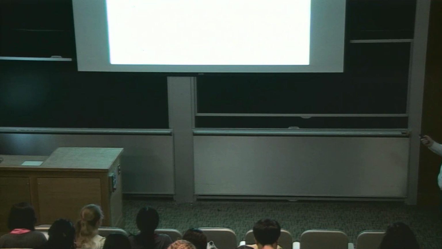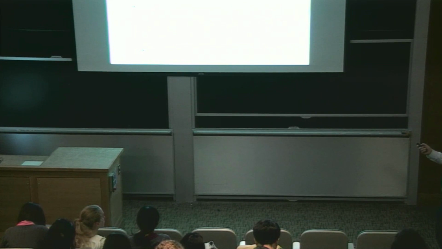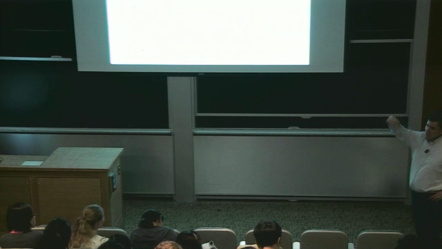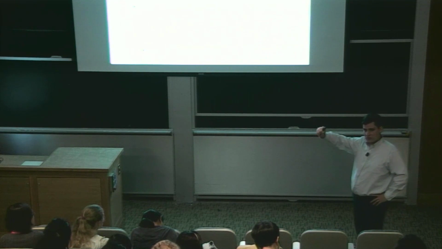So a couple of things about the practice, and I'll give you a simple example you can try out, which I think is an interesting one if pathological. In practice, it's hard to hit this bifurcation point exactly. I'm telling you that you should be detecting these branches and following them. But clearly I have to know where this point is in order to follow the branches. That's a problem. If the determinant of the Jacobian is 0 at the bifurcation point, then it's going to change from positive to negative as I cross the bifurcation point with lambda. So I don't necessarily have to find the point where the determinant of the Jacobian is equal to 0.